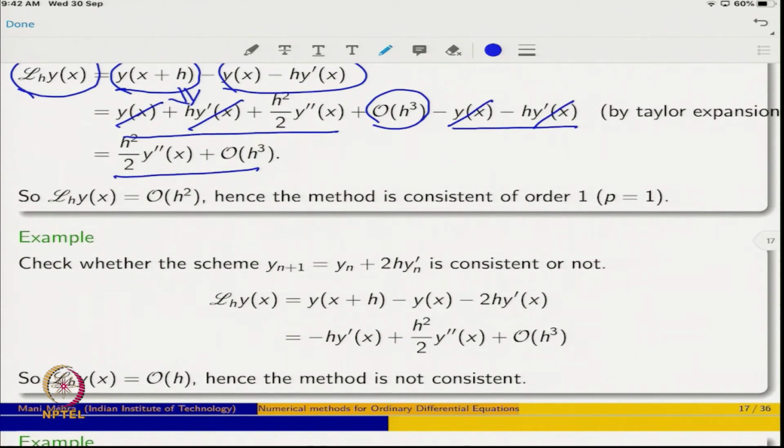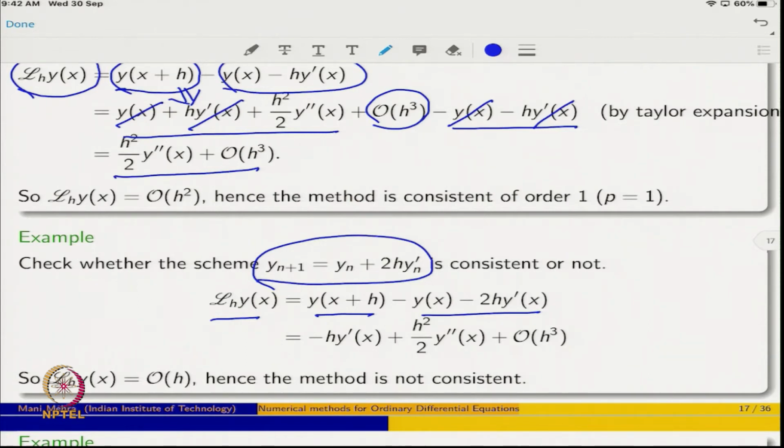Now, let me give you one example, because most of the time if you derive a difference equation through Taylor series, we end up with a consistent difference equation, because we leave the truncation error which is always of order h square. But suppose some difference equation is given to you like this example. Now, our job is to prove whether it is consistent or not. So, for this let me define the linear difference operator again, which will be y(x+h) minus this. That is the definition of a linear difference operator which we have seen earlier.